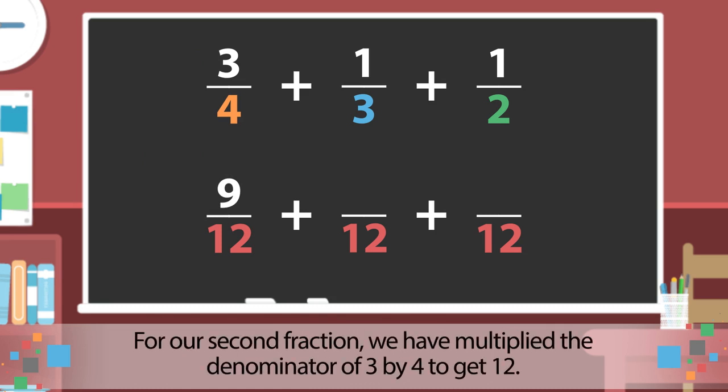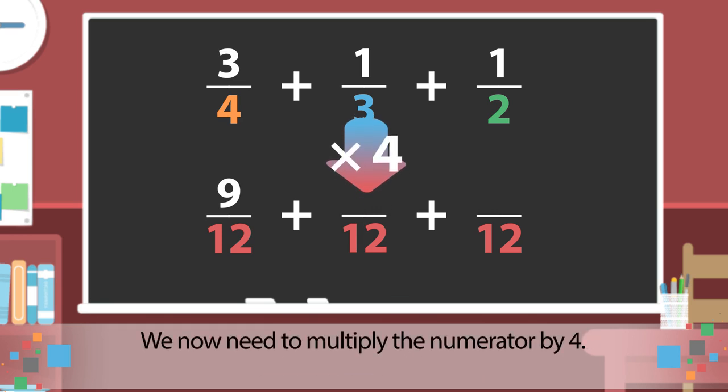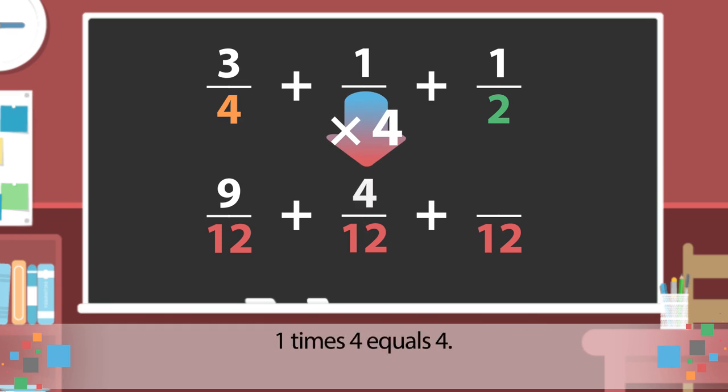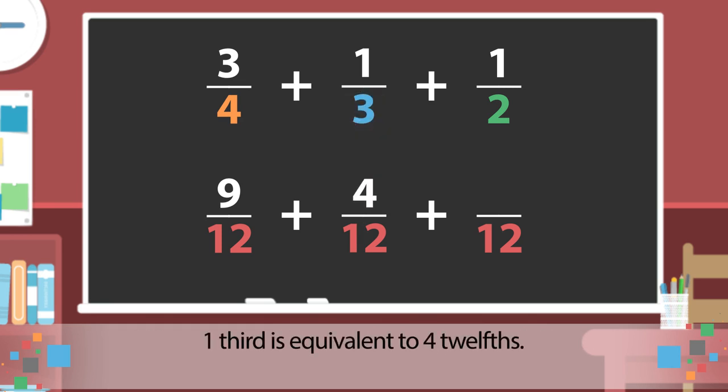For our second fraction, we have multiplied the denominator of 3 by 4 to get 12. We now need to multiply the numerator by 4. 1 times 4 equals 4. 1/3 is equivalent to 4/12.